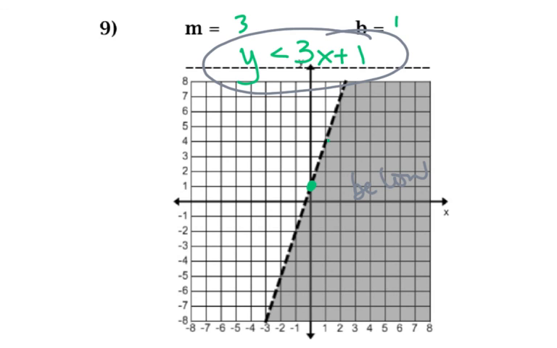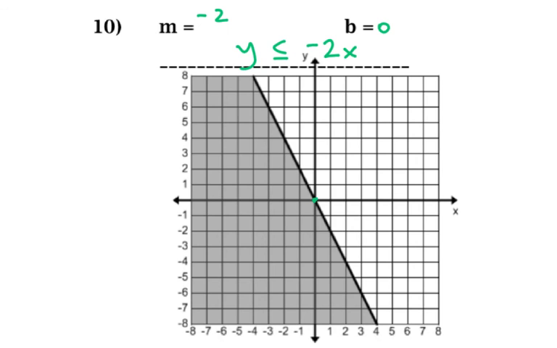I can tell that my slope is positive, so that makes sense that it's +3. And I have a y-intercept at 1. Looking at number 10, this one has a negative slope, so I make sure I have a negative slope. It has a y-intercept of 0, so we don't have to write anything right there. It's shaded below, and that's why I have the less than. I have the equal to because of the solid line. And so that's how we write the inequality.